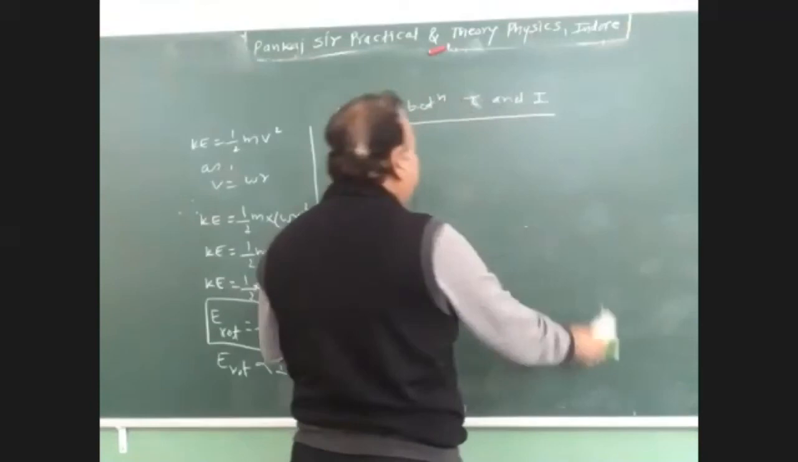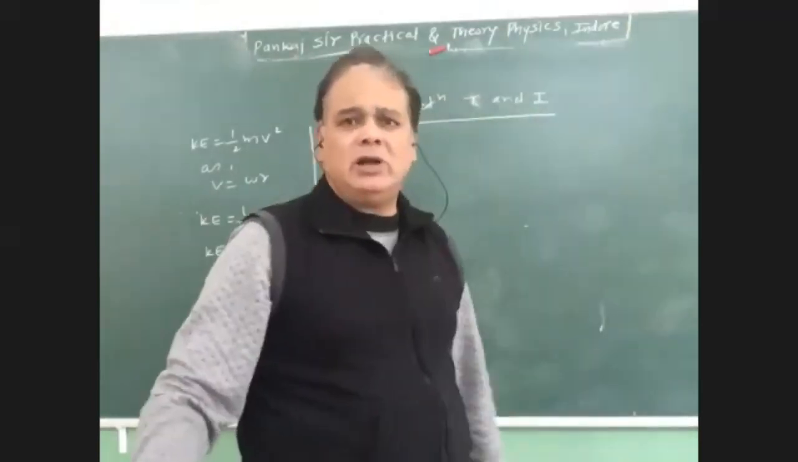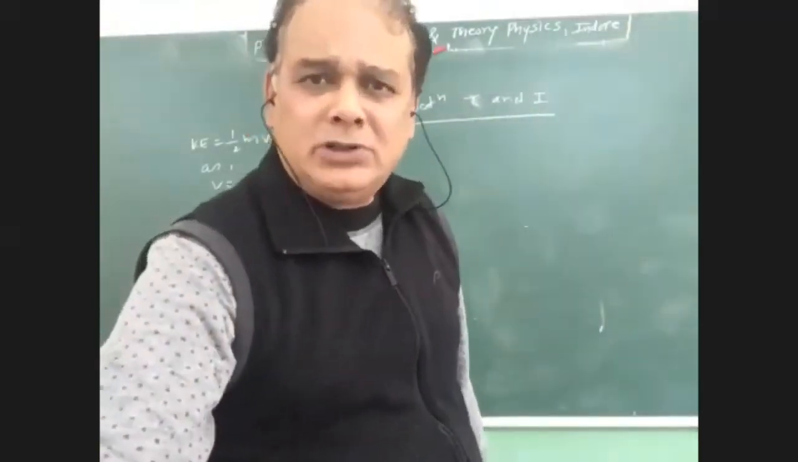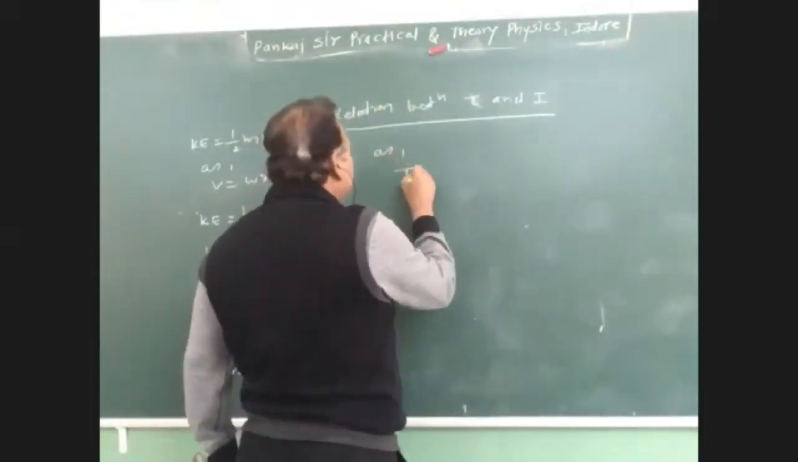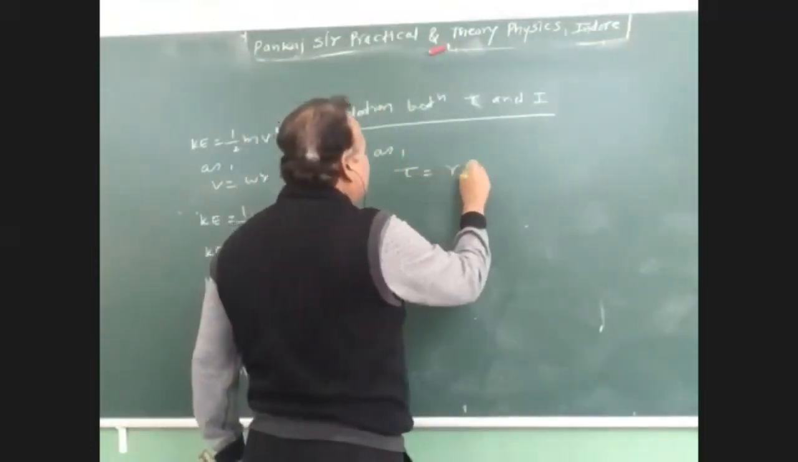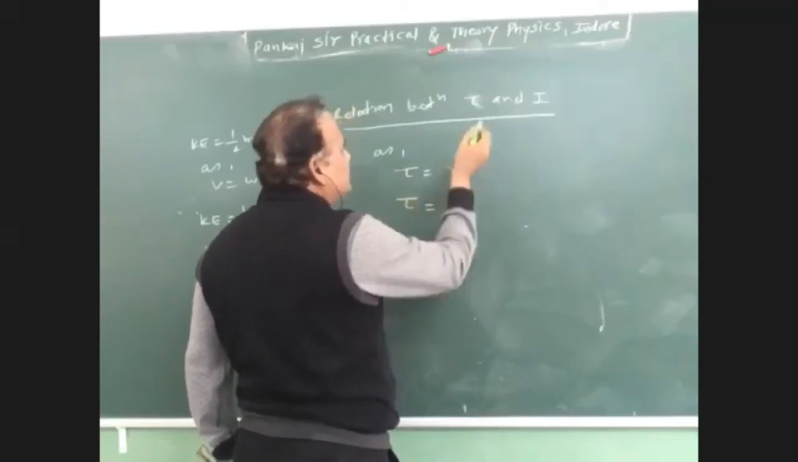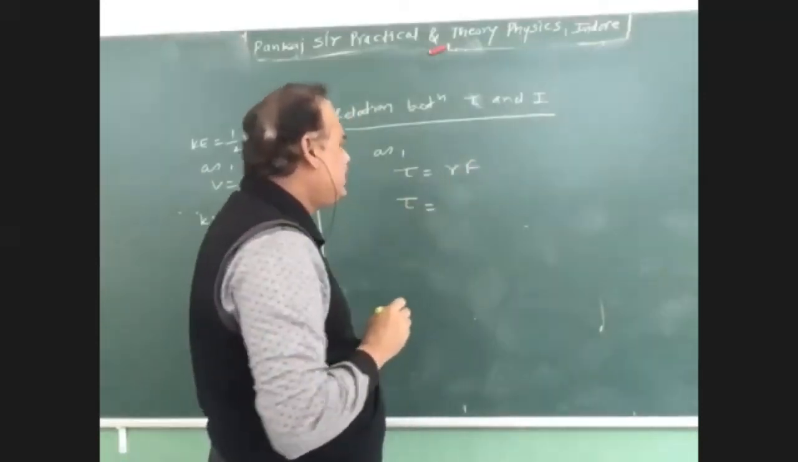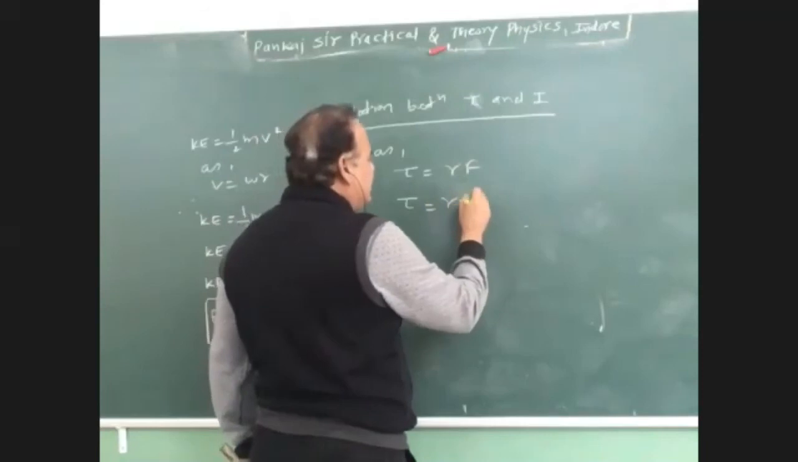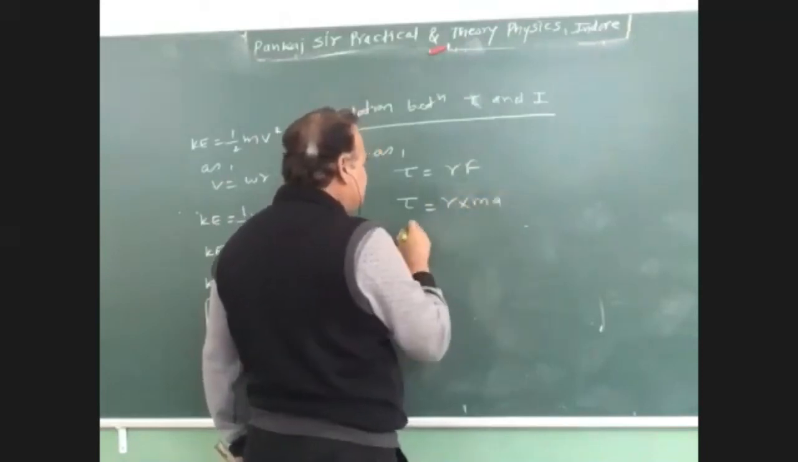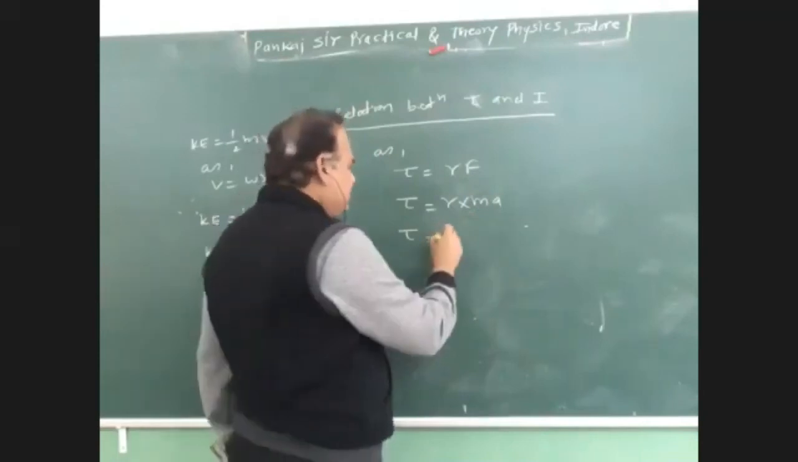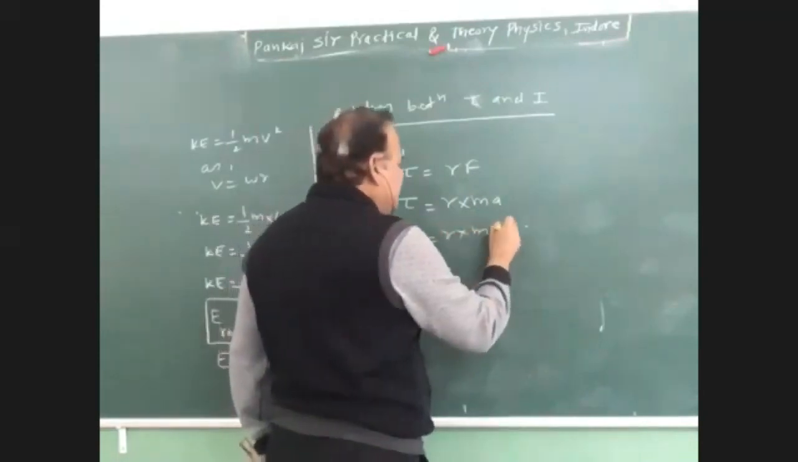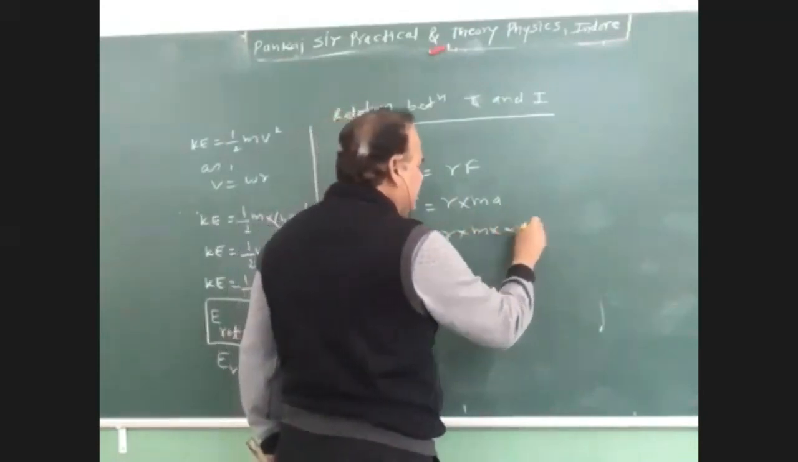Now how to find a relation between tau and I? So what is tau? Everybody knows. Tau is r into F. तो अभी तक तो I का कुछ समझ में नहीं आ रहा. Okay, and F is mass into acceleration. अभी भी समझ में नहीं आ रहा. So acceleration we know a equal to alpha r होता है.